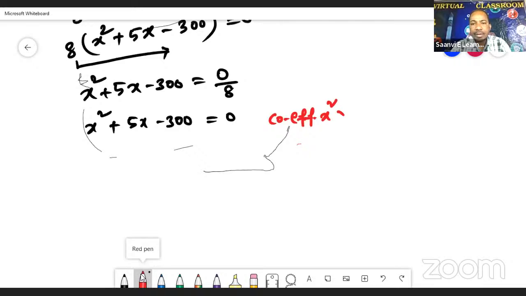Coefficient of x square into constant term. Here the x square coefficient is 1, and the constant number is 300. 1 into 300 is 300. The middle number 5 is there now. To get the middle number 5, what are the factors of 300?